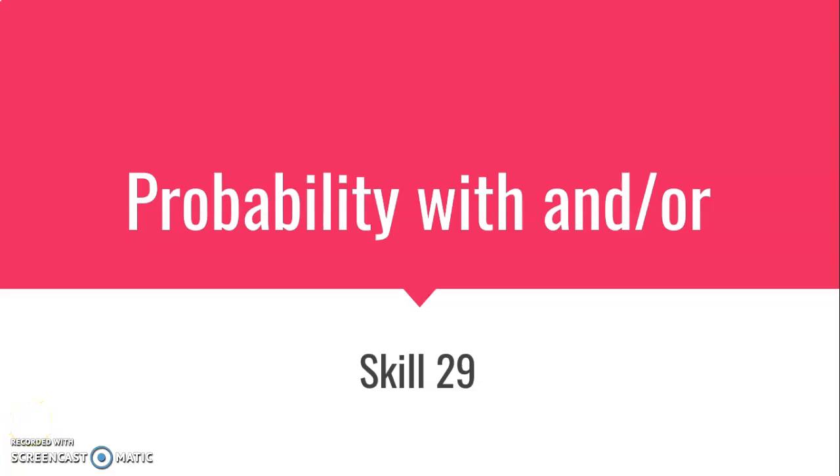This is Miss Parsons, and today we're going to be talking about probability with and or. So what we're going to be asking are questions like, what's the probability of this and this happening? Or the probability of this or this happening? So two events with an and, or two events with an or.